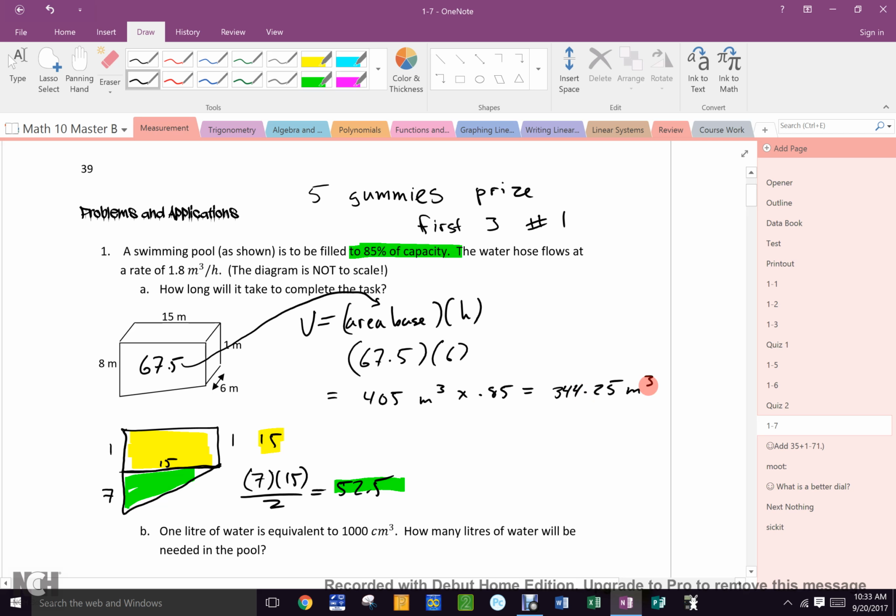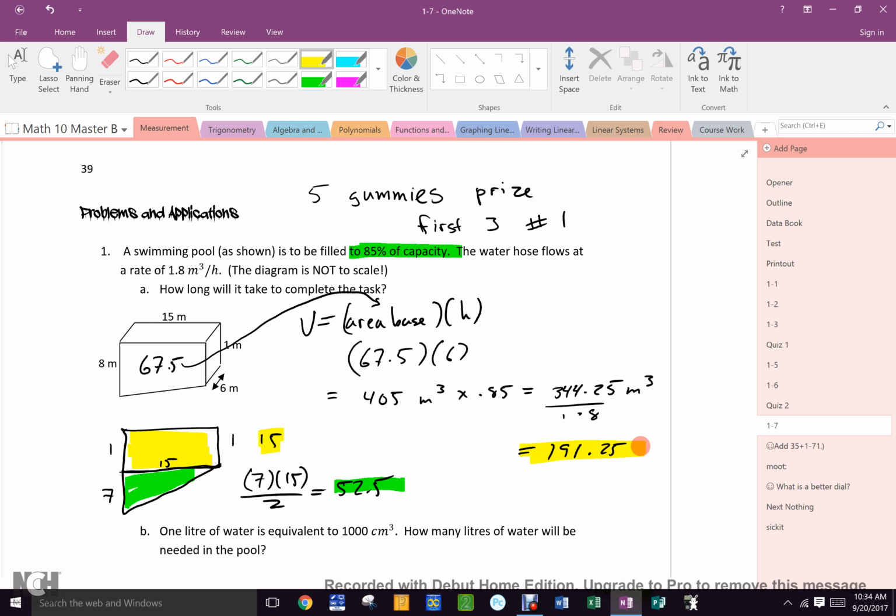How fast is the water going into the pool? 1.8 meters cubed per hour, right? So what do I have to do with that and 1.8? Divide by 1.8 to get 191 hour point something hours. I can't remember what it is. 0.5 exactly? 2.5. Does everybody understand?